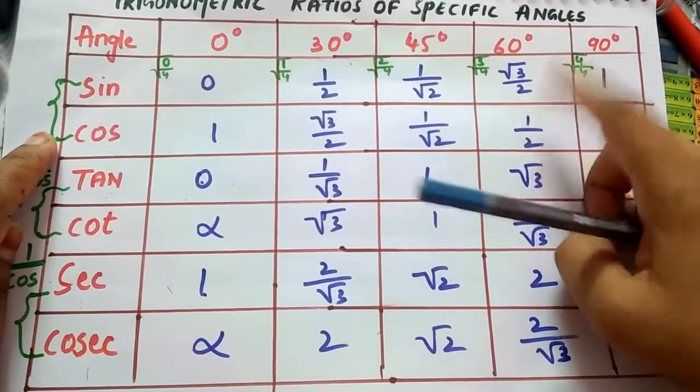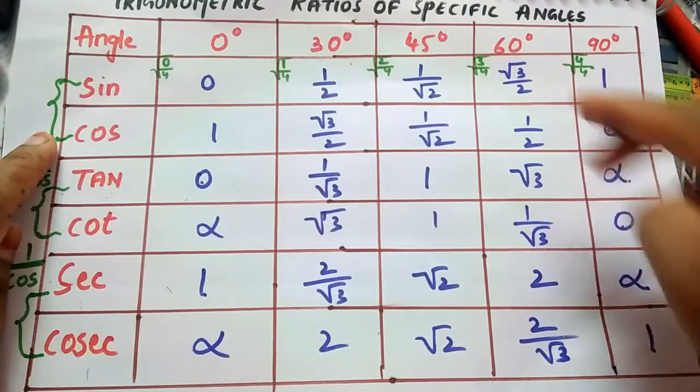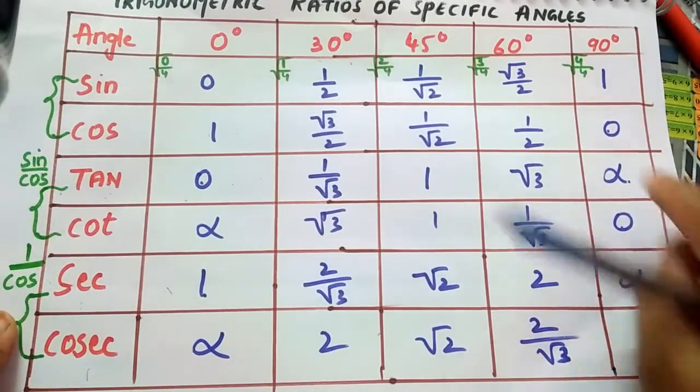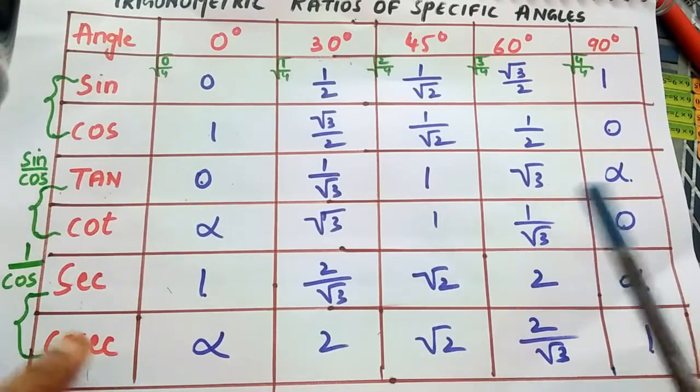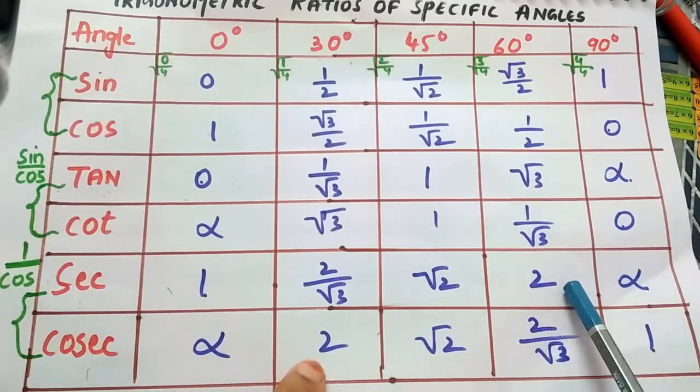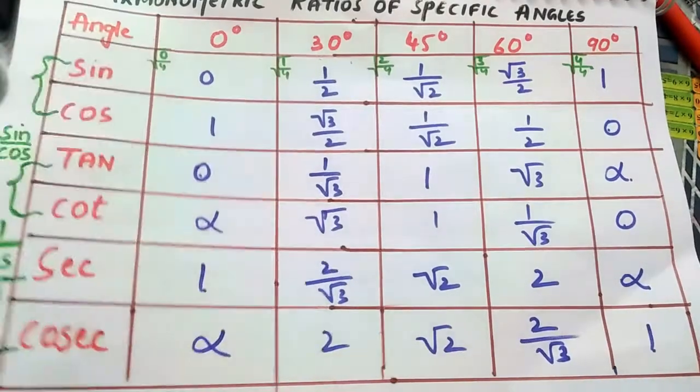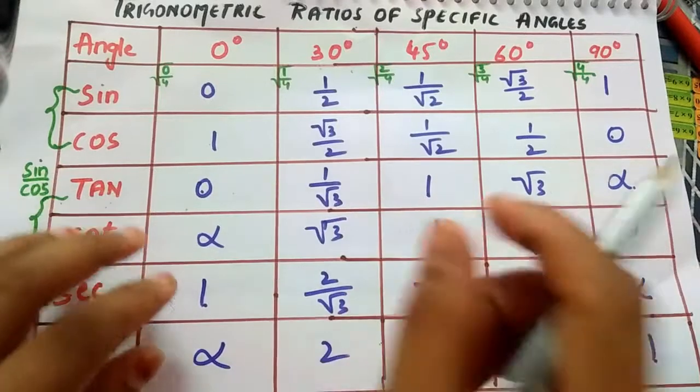Okay, the reciprocal of 1 by 2 is 2. Then 1 divided by 0 is nothing but infinite. Now here the same thing for crossing the fingers. This and this are the same, and this is the same, and this is crossed, and this is crossed. Okay, we are done with the revision of the trigonometric ratios for specific angles.